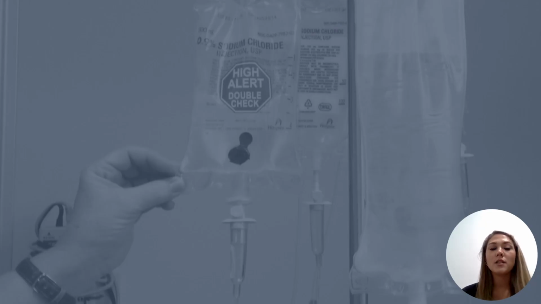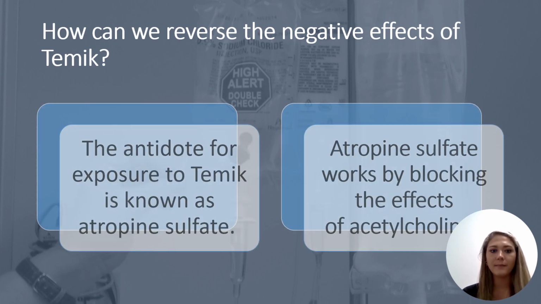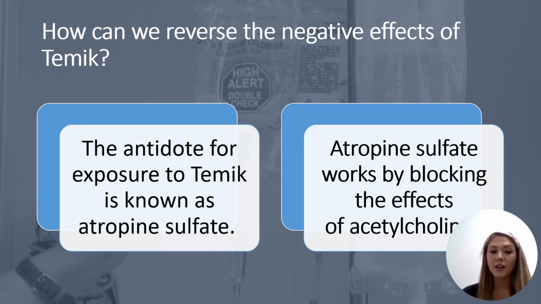So if we were to be exposed to Timic, how can we stop the negative side effects of Timic? Or in other words, how can we reverse the negative effects of Timic? The antidote for exposure to Timic is known as atropine sulfate. And atropine sulfate works by blocking the effects of acetylcholine.